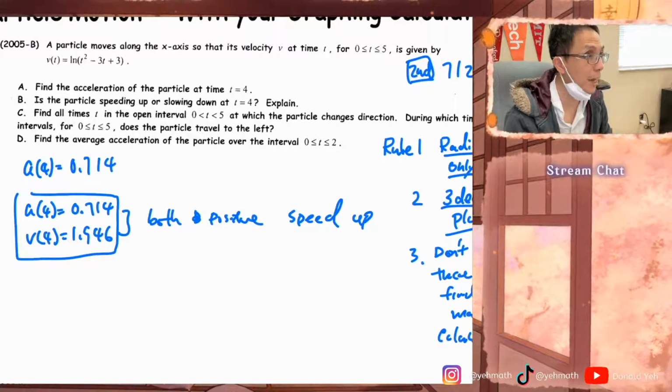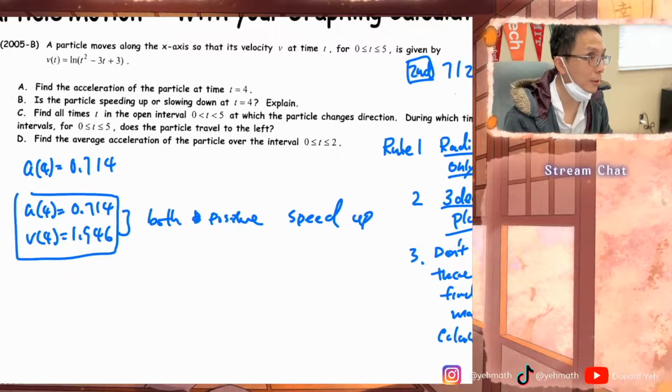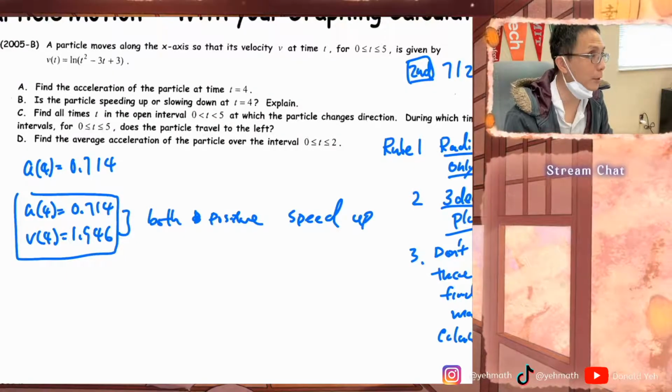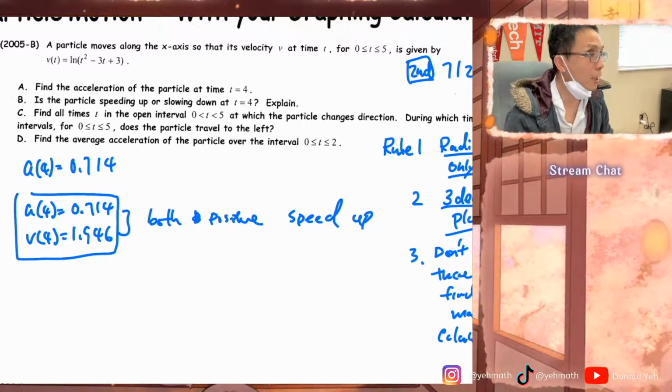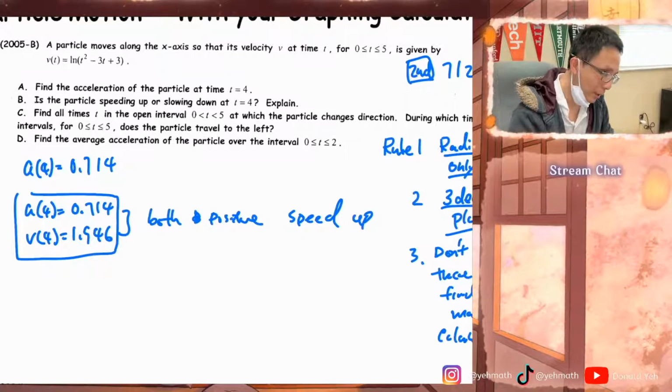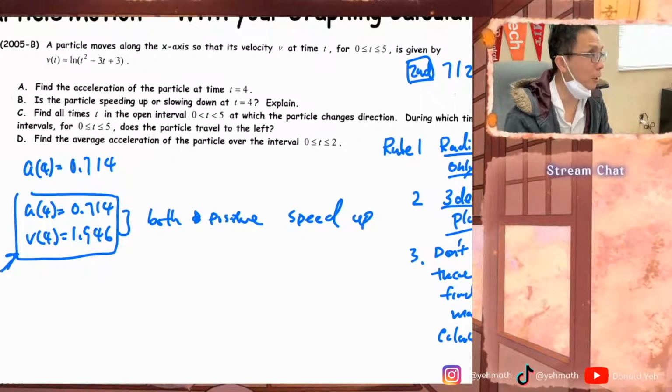Remember, this part is AP calculator. It's not AP calculus. You got to be able to show them calculus. Like, that's how you get this value, calculator. Calculus, you just have to show a of 4. That's it.